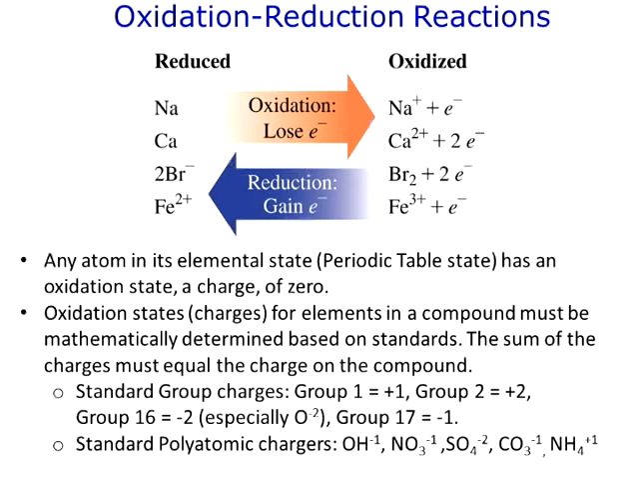But we'll point out to you, group 1 is always plus 1. Group 2 is always plus 2. Group 16 is always minus 2, and especially oxygen. Oxygen is one of the standards that you like to use. Hydrogen is the other one. H plus, it's always 1. Group 17 is always minus 1. And then you have these notable polyatomics that you want to be aware of. Hydroxide minus 1, nitrate minus 1, sulfate minus 2, carbonate minus 2, and ammonium plus 1. So these are these notable standards that you want to be aware of. And so you'll use these to mathematically determine the charge on elements and atoms in a compound.